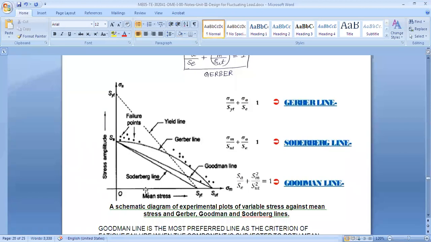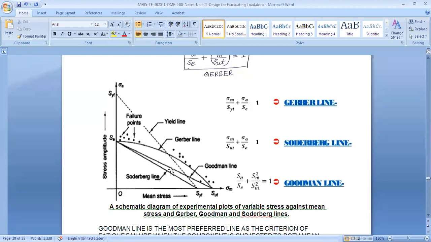Means below this line, there is no chance of failure because of fluctuation, and no chance of failure because of the static load. Are you getting me? So the Soderberg line is called the most conservative or most safe line, right? Because there is no chance of failure below this line, either because of fluctuation or because of static load. Are you getting my point?